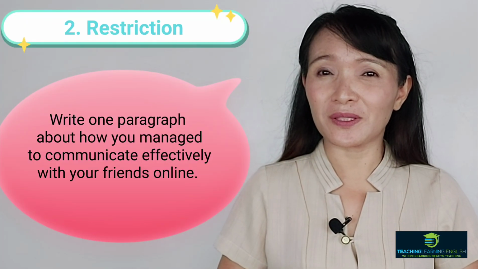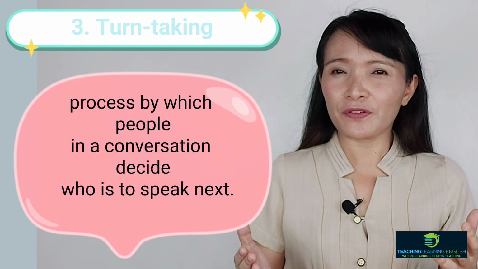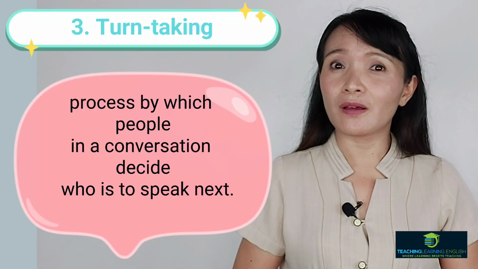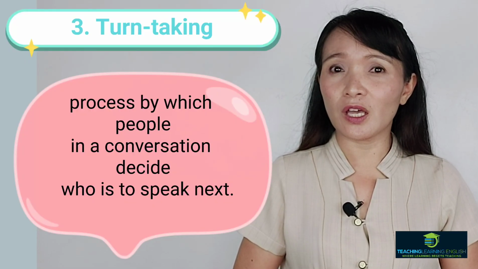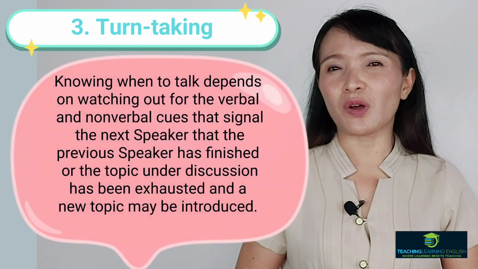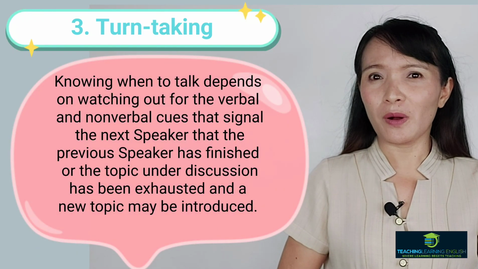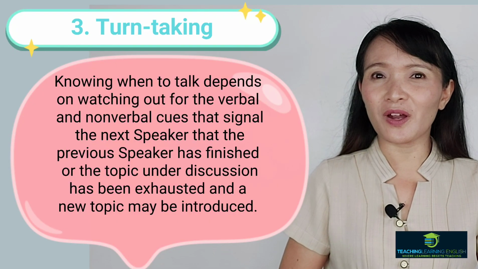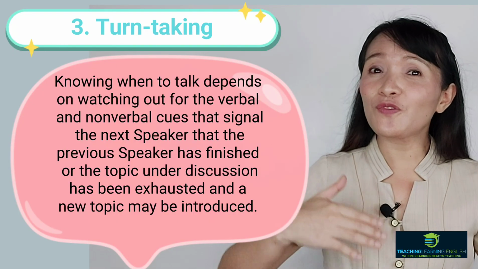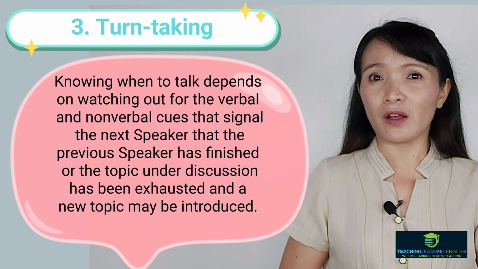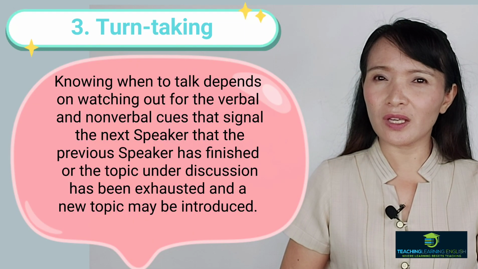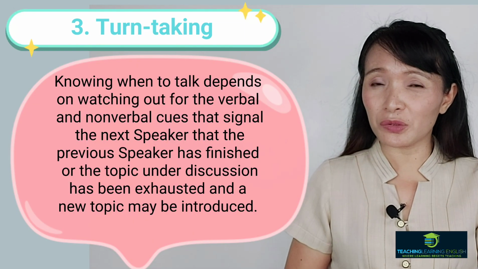It is restricted. The third strategy is turn taking. It refers to the process by which people in a conversation decide who is to speak next. Knowing when to talk depends on watching out for the verbal and non-verbal cues that signal the next speaker that the previous speaker has finished or the topic under discussion has been exhausted and a new topic may be introduced.